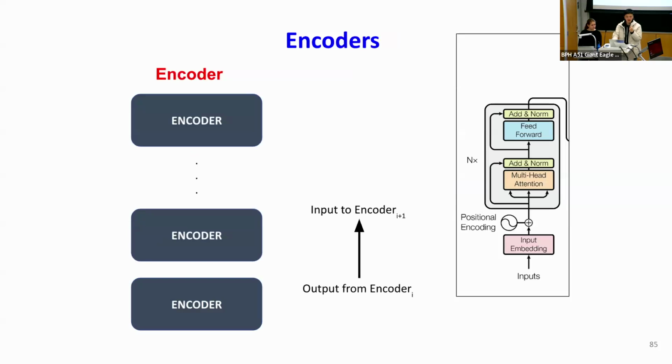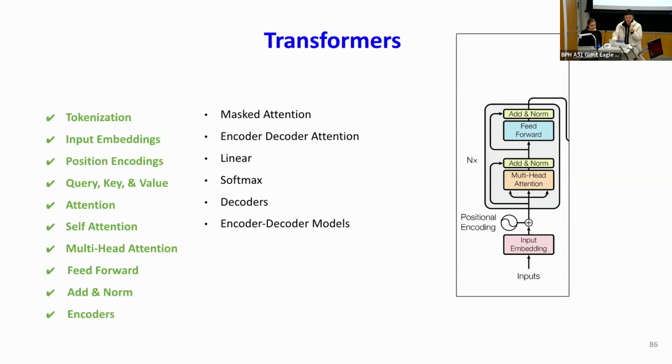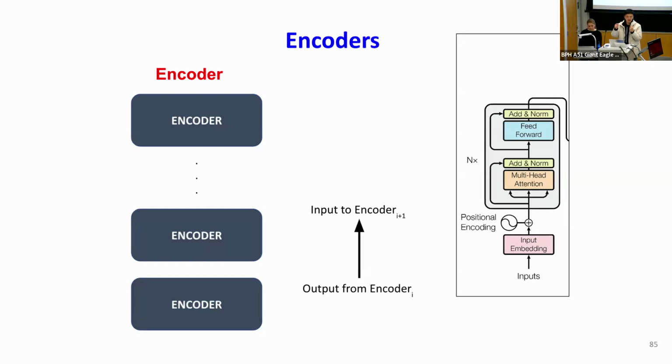And each of these blocks are not going to change the dimensionality of the token embedding in any way. So then you can stack them on top of each other as much as you'd like. Right? So the input to each encoder is just going to be the output directly from the preceding encoder block.